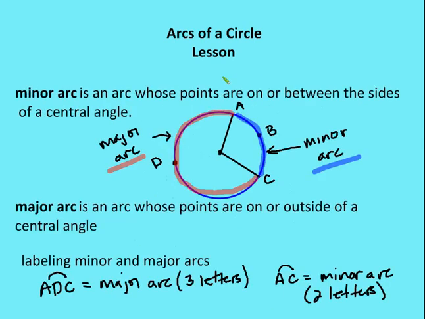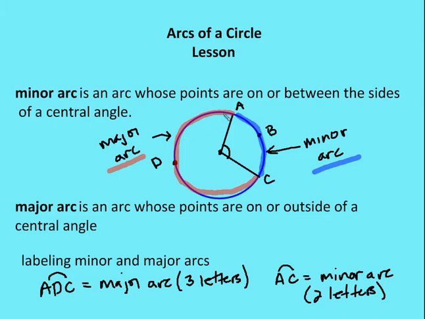All right, so let's talk about minor arcs and major arcs. A minor arc is an arc whose points are on or between the sides of a central angle. So the minor arc corresponds to the central angle. So in this case I have my central angle here, and the minor arc is the arc that corresponds to the central angle. The major arc is the arc whose points are on the outside of the central angle. So here's my major arc.